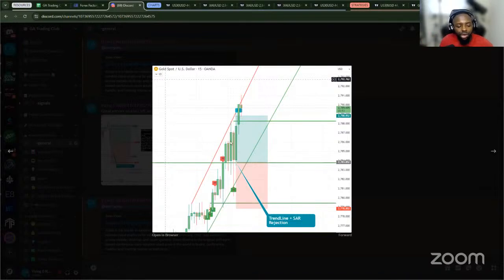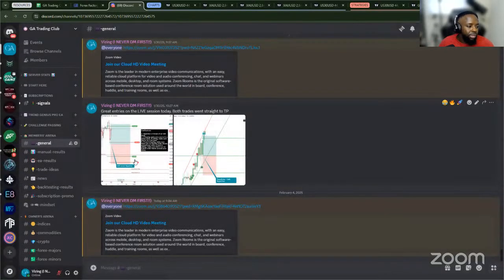But when I opened US 30, we were in a supply zone. So these are the entries. We will probably be getting a lot of them during the live session, but unfortunately for today, we would have gotten the US 30, but it was literally the trend line and SAR rejection, similar to this one, but price was in a supply zone, so that did not get into confluence number two. Yeah, so that one was a nice one.